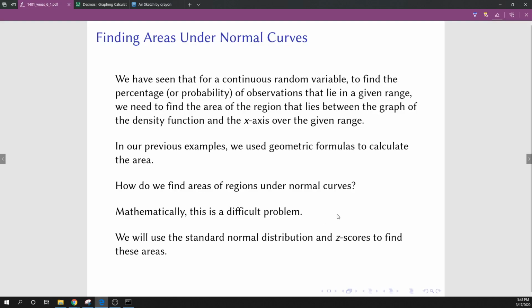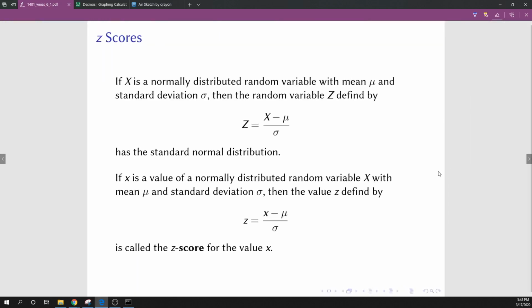So the first thing that we need to talk about are what are called z-scores. If I have a normally distributed random variable X, and this is a capital X, and it has mean mu, remember, that's the Greek letter mu, which is kind of like a Greek version of the letter m, and standard deviation sigma, that's the lowercase Greek letter sigma, which is kind of like a lowercase s.